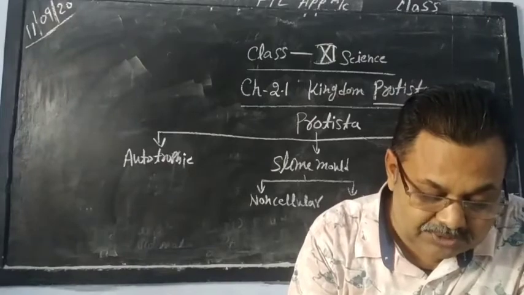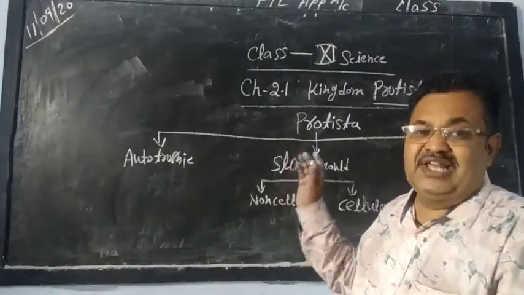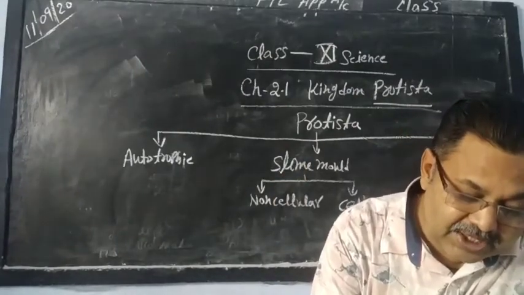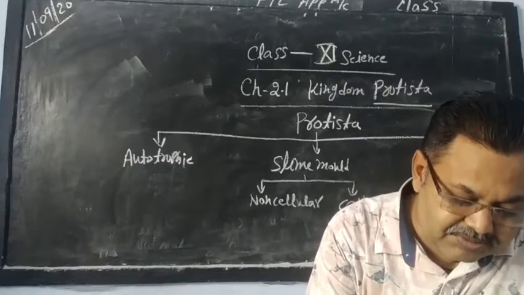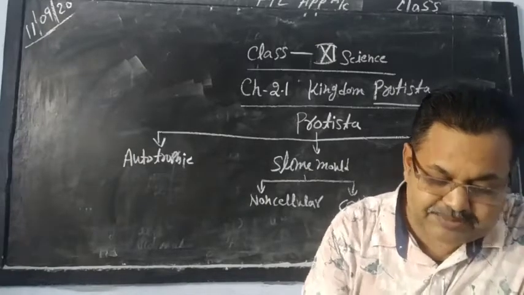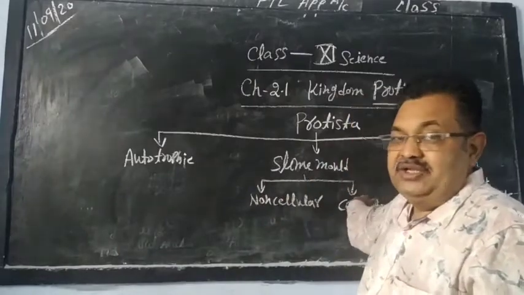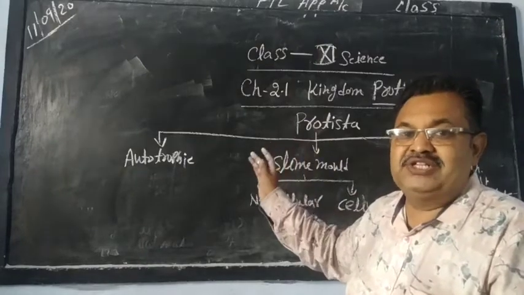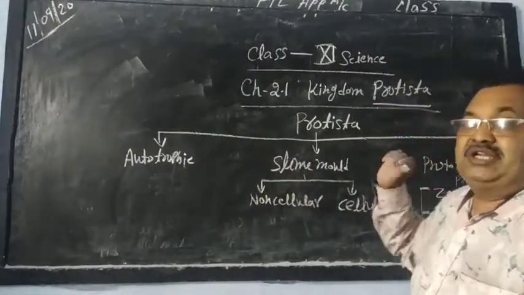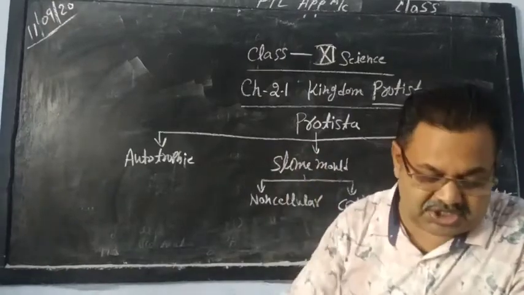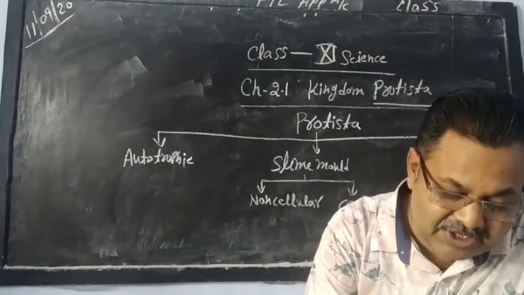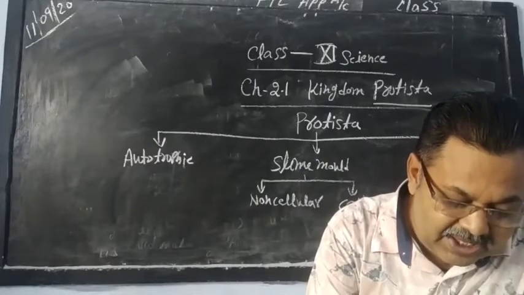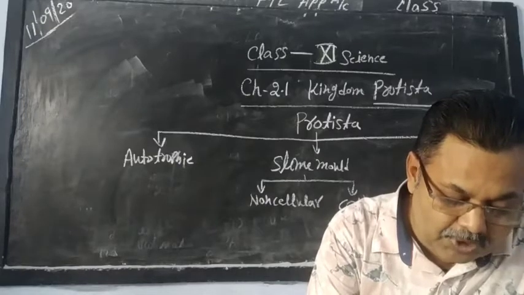Second one is slime mold. Slime mold has less chlorophyll, so it cannot prepare its own food. They are irregular-shaped organisms. These are of two types: acellular and cellular. Acellular means they do not have a cellular body structure, and cellular means it has a definite cellular structure, but it does not have a definite shape. Irregular shape organism.